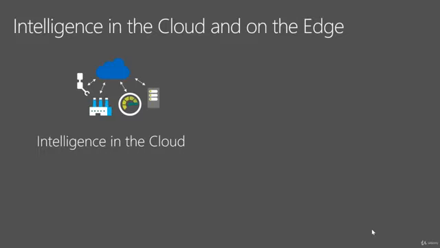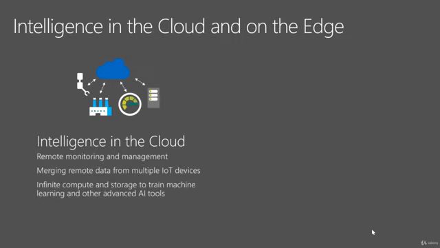So before talking about Azure IoT Edge, we need to understand the difference between intelligence in the edge and intelligence in the cloud and how they complement each other. So let's start with intelligence in the cloud. For everything related to the cloud, we will have remote monitoring and management. We'll be merging remote data from multiple IoT devices. We'll have infinite compute and storage to train machine learning and other advanced artificial intelligence tools.